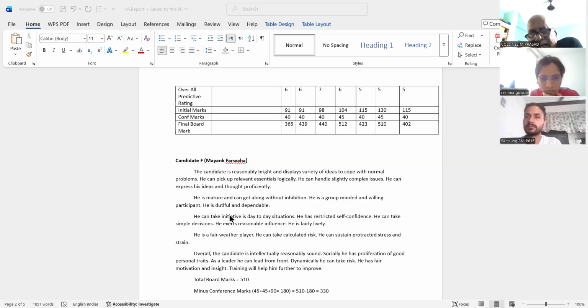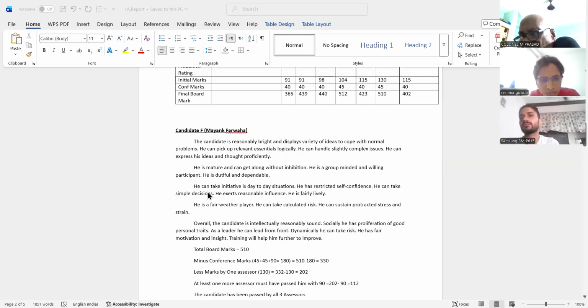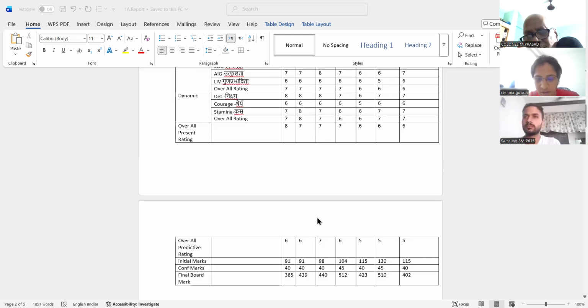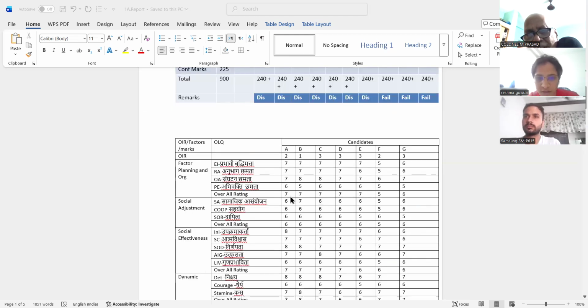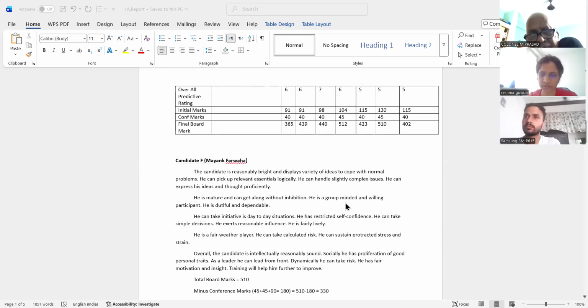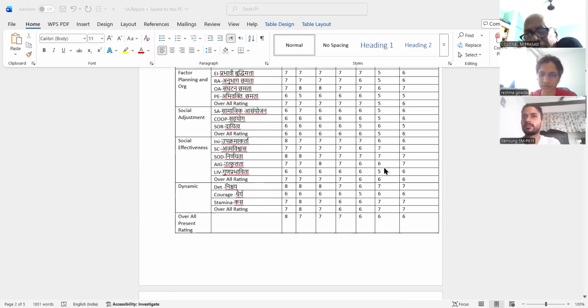After that, what happens is that each group of 4 qualities is given remarks. So read this from here, Rishma. Overall, the candidate is intellectual, responsible, sound. Now look at it here in this case, this is the candidate. I think it was F candidate. We have taken F candidate.